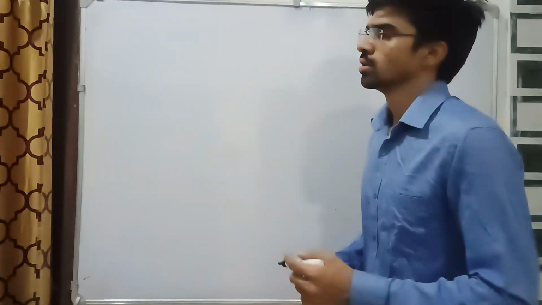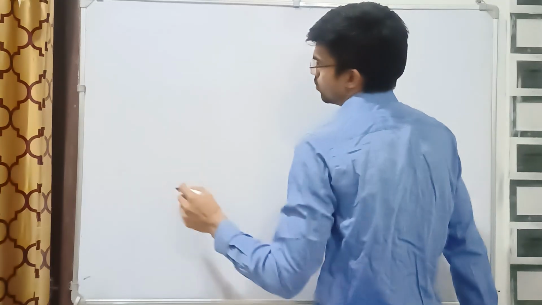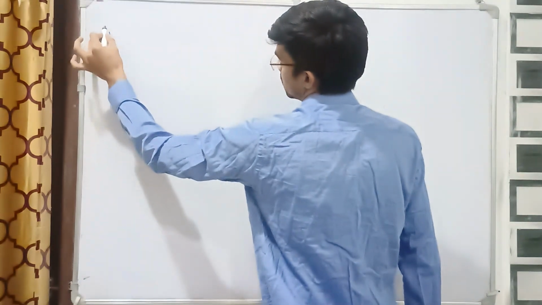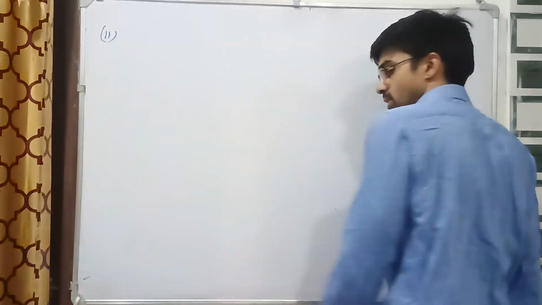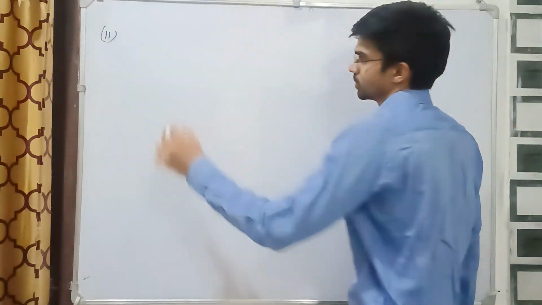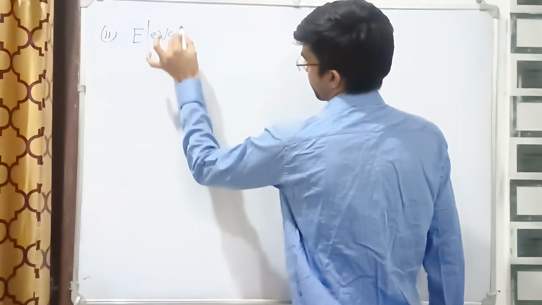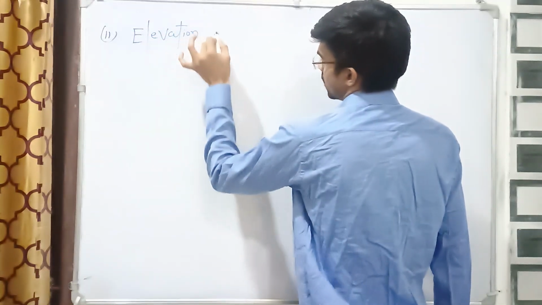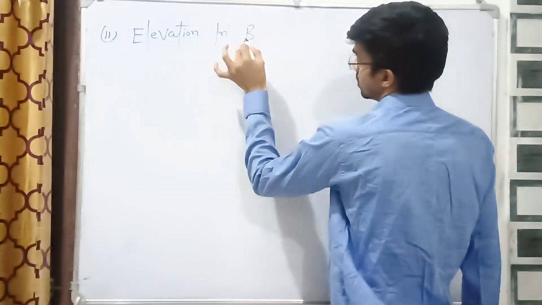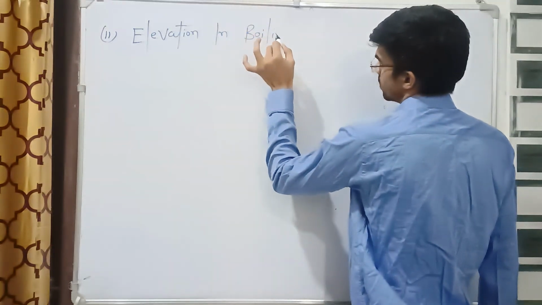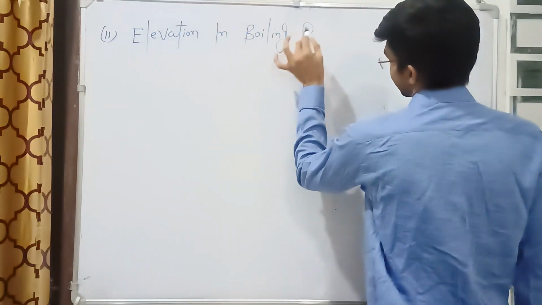Alright. Now moving forward to the second colligative property, that is elevation in boiling point.